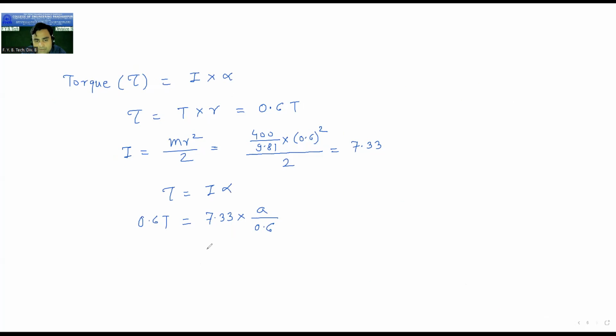Now solve this. You will get the equation, T is equal to 20.38A. This is your equation number 2. So solve equation 1 and 2. Then you will get the value of A and the value of T after solving the equation.